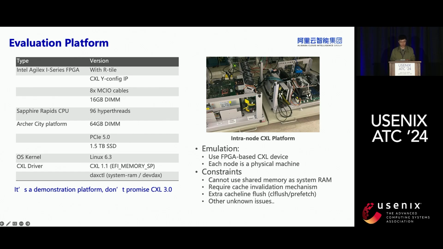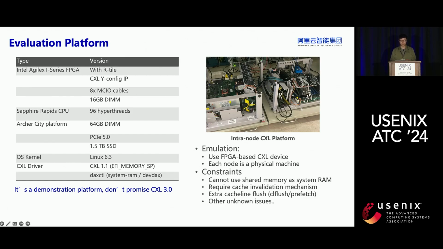So our platform is based on HydraRPC, FPGA and HCT platforms with SPR CPU. The server has 96 hyperthreads, and the CXL FPGA is inserted into the PCIe slot of one node and connected to the other node with MCIO. We use the CXL 1.1 driver as the current hardware. We initialize the CXL memory in the DAX mode with the DAX control tool.